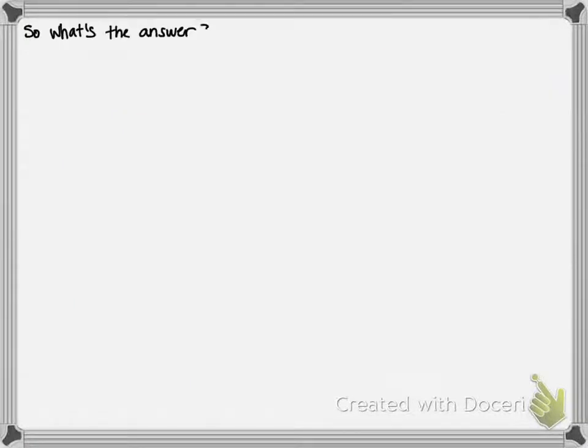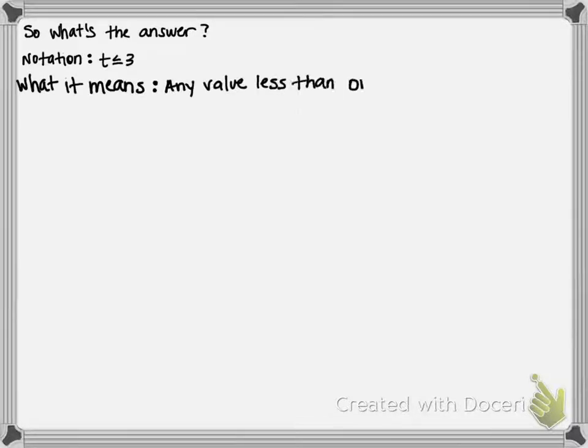Alright, so what's really the answer? I know I saw t is less than or equal to 3, but there's a lot of numbers that are less than 3. So like, is 2 my answer? Is 0 my answer? Is 2.9 my answer? So what it really means is that any value that's less than or equal to 3 is a solution. So these problems have more than one solution.